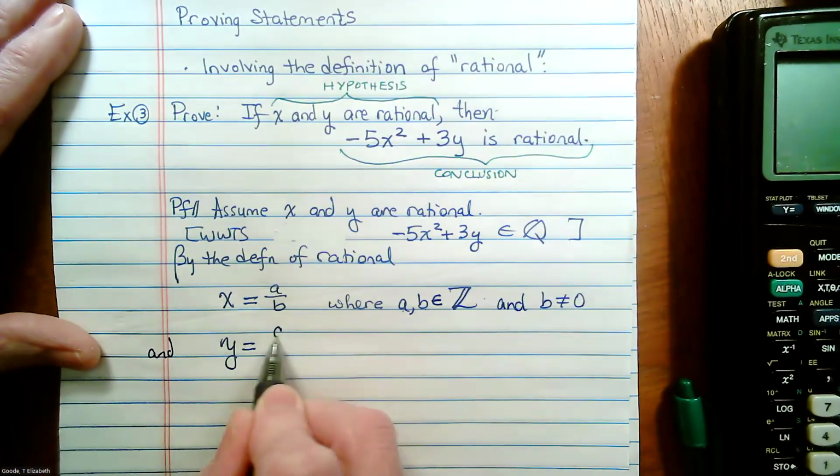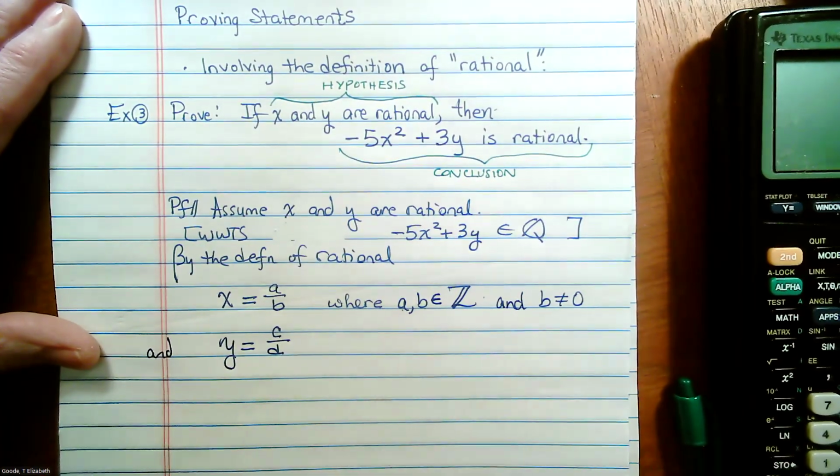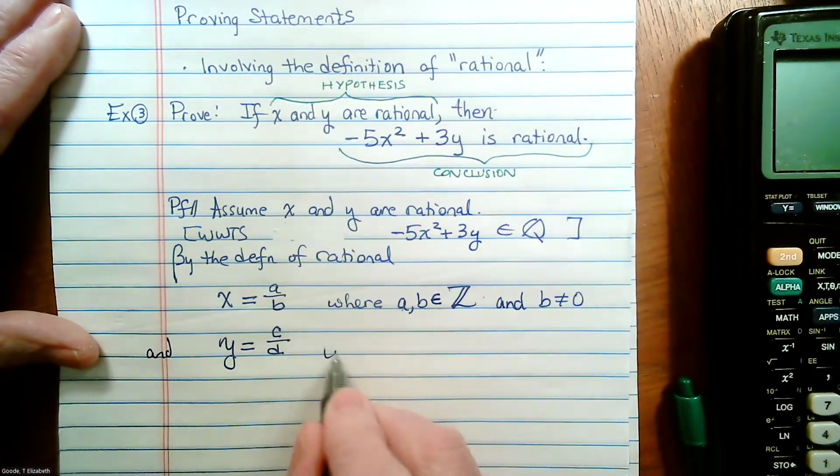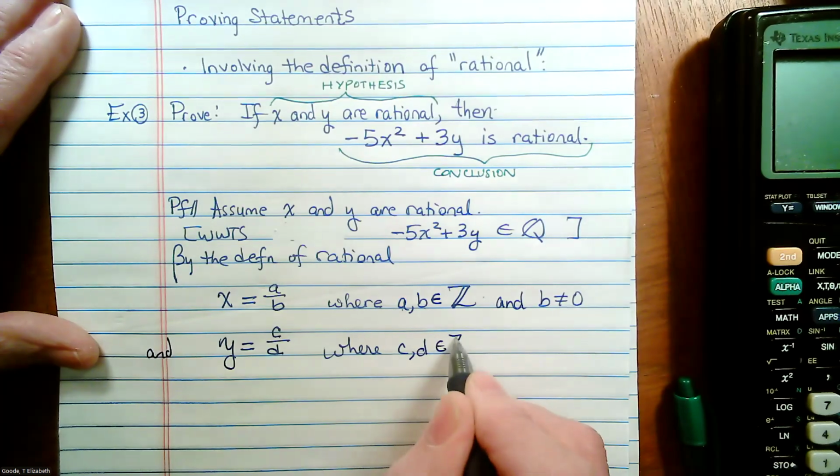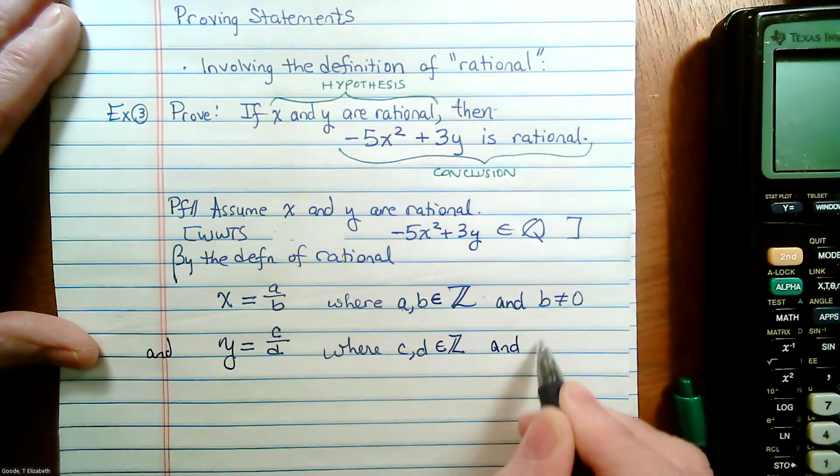And if you don't mind, I'm just going to use C over D for Y. And if I had a Z, I'd call it E over F. Where C and D are in Z, and what else? D does not equal 0.